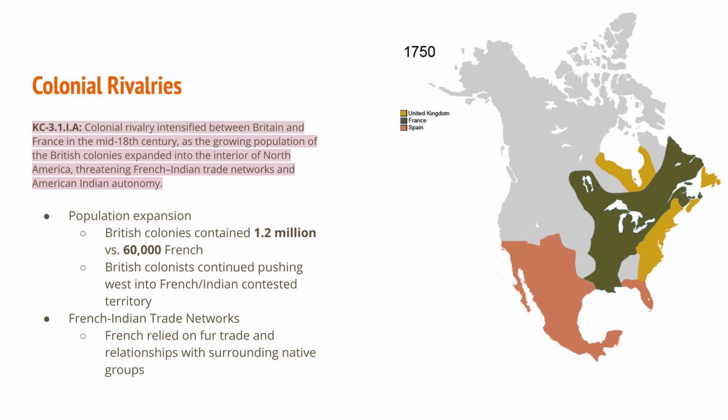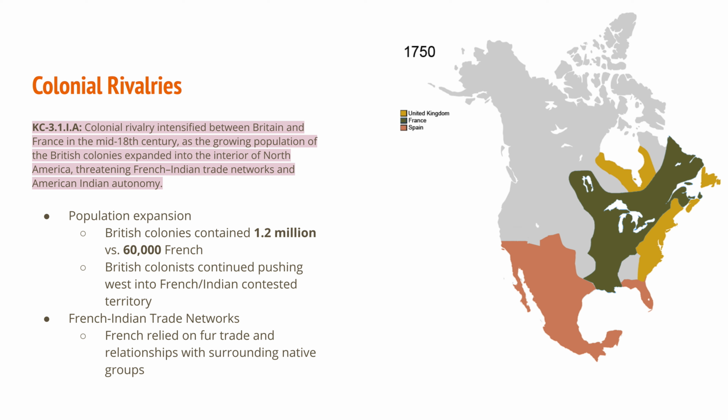At the time of the beginning of the French and Indian War, the colonies contained now 1.2 million colonists, and compared to the 60,000 French settlers or French fur traders, there's a great imbalance. And these 1.2 million colonists are wanting to continue to expand into that dark green area that you see on the map that belonged to the French or had been claimed by the French.